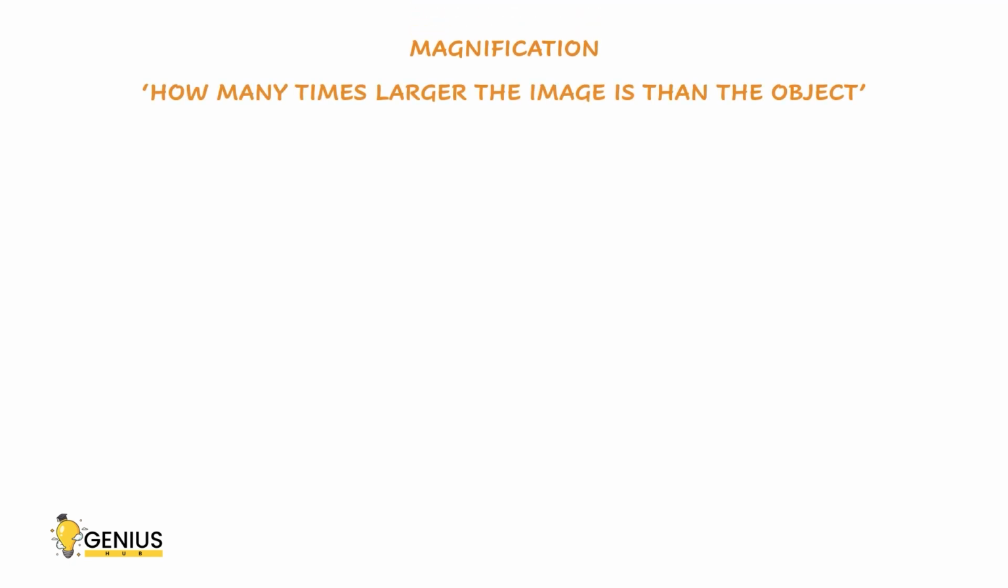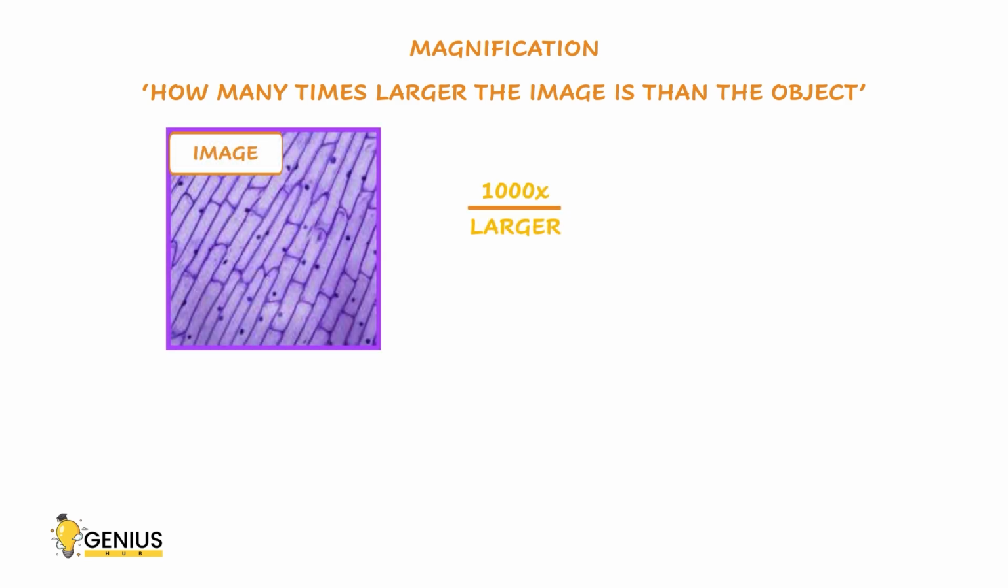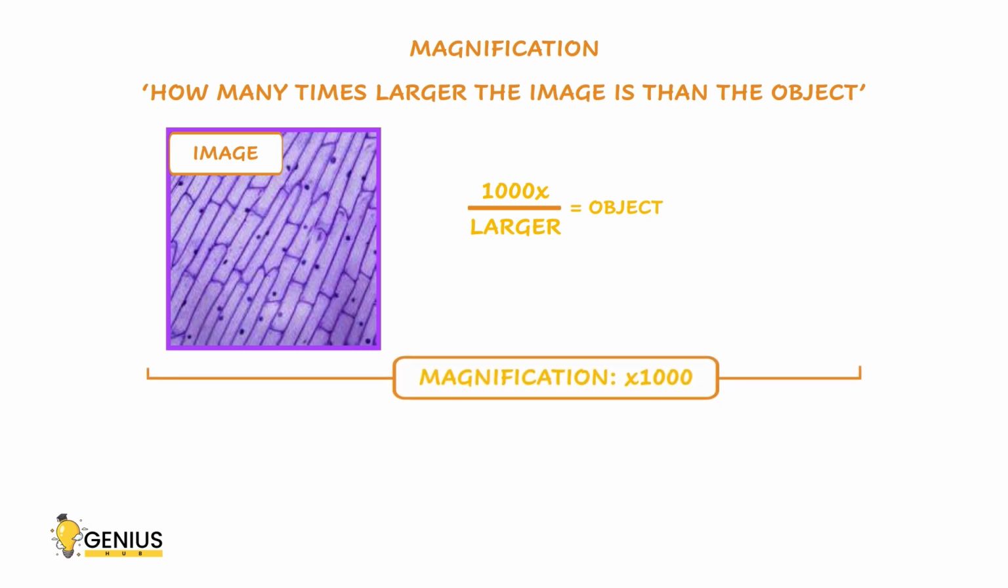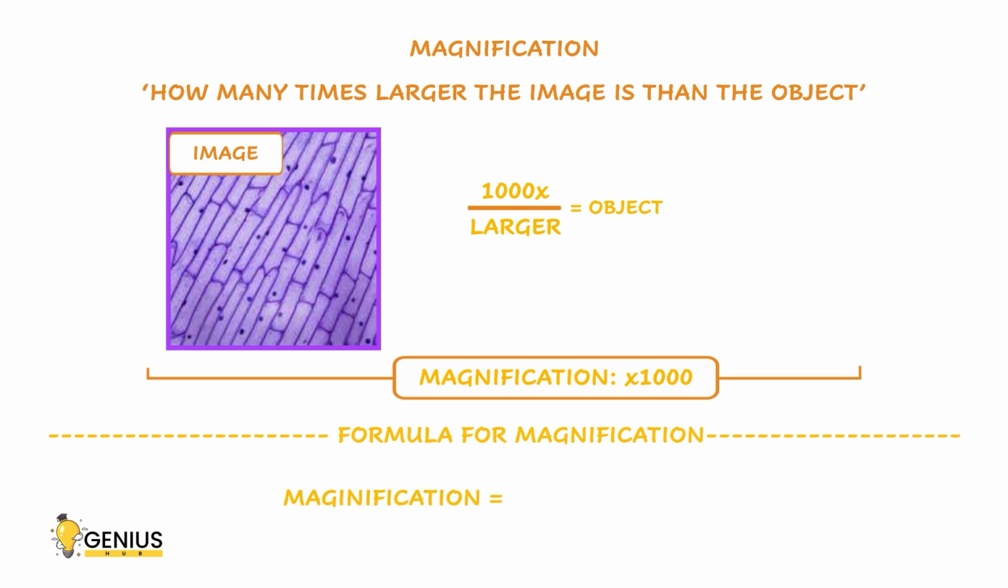This brings us to magnification. Magnification tells us how many times bigger the image is compared to the object. If the image is 1,000 times larger than the object, the magnification is 1000x. There is a simple formula for magnification. Magnification equals image size divided by object size. We will learn how to use this formula in another video.